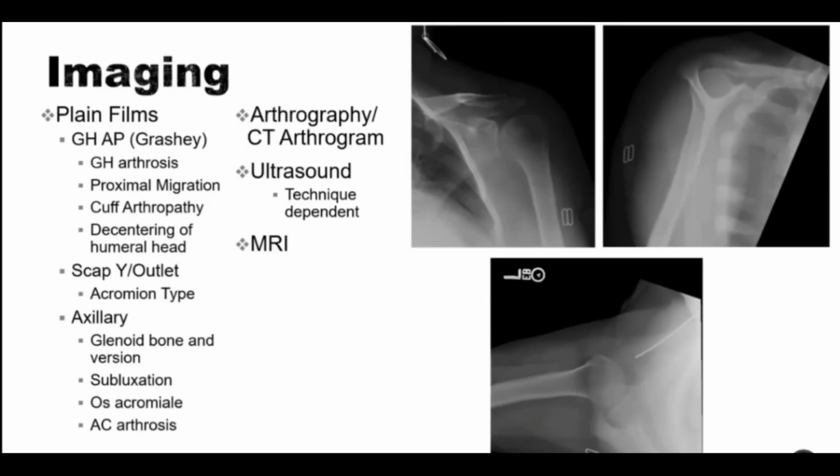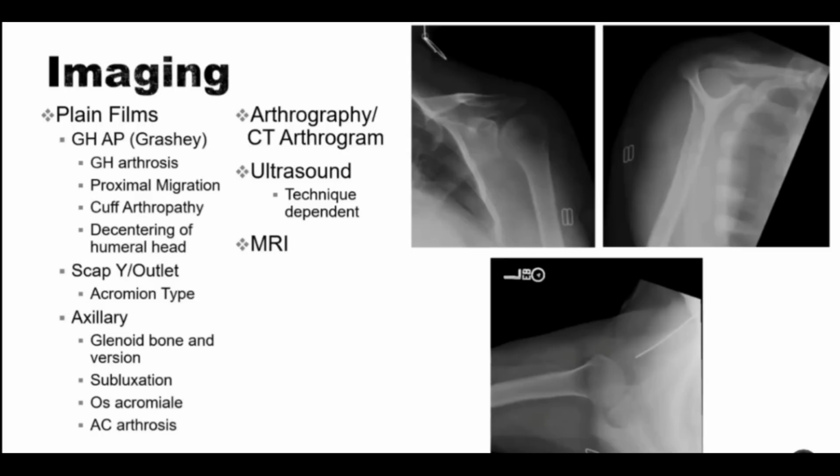We use the Grashy view to look for glenohumeral joint arthritis, proximal migration of the humerus, cuff tear arthropathy, any type of decentering of the humeral head. The scapular Y or outlet view, which is that top right-hand corner, allows us to, number one, see is the humeral head centered? It's not dislocated, right? So for a patient that may have dislocated, you reduce it, you're getting x-rays. That's one view that you can look at to show that it's centered.